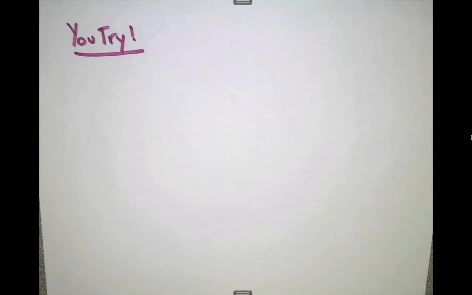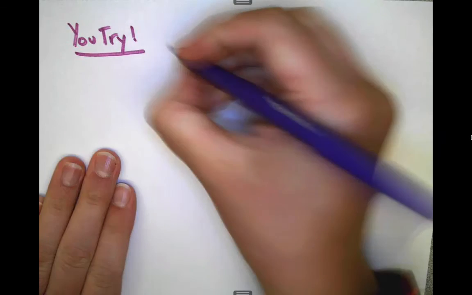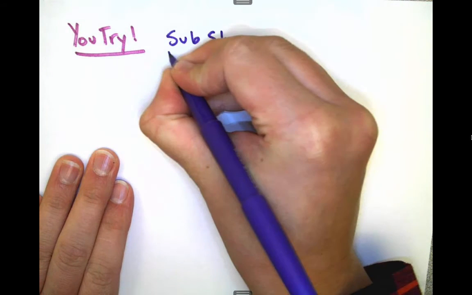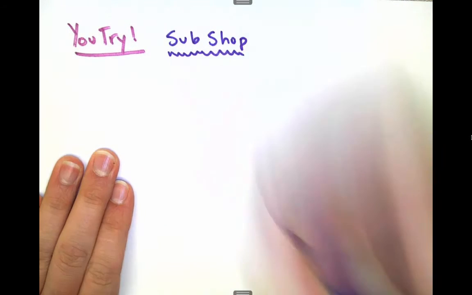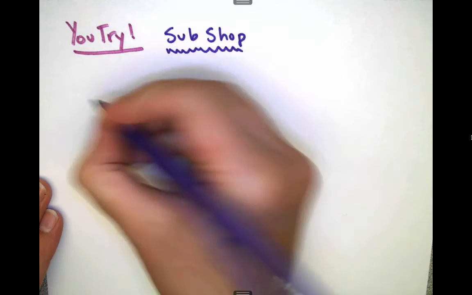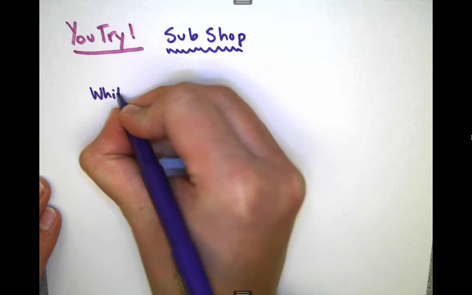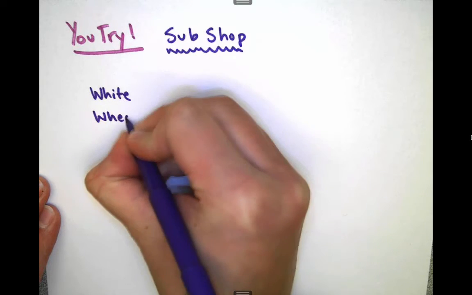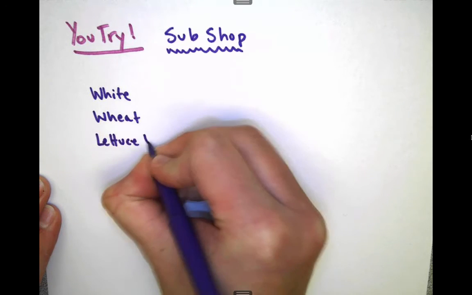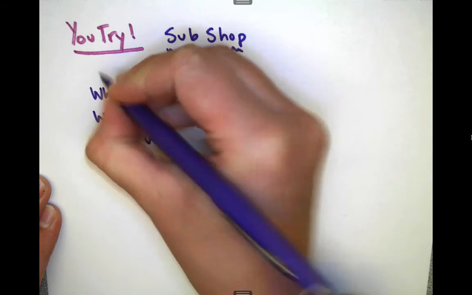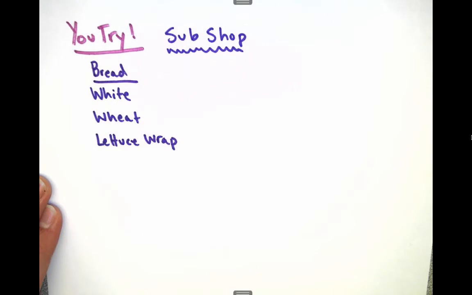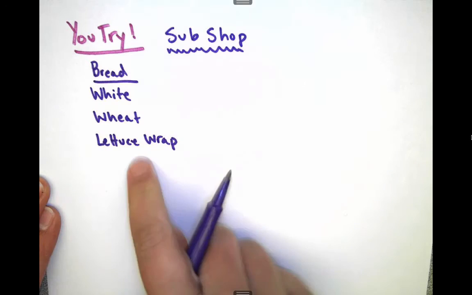You're going to be going to Subway to order a sandwich. So, sub shop. And we did this in a prior video also. This time, when you go to the sub shop, the menu has changed though. They have some new options. You can do white bread, wheat, or if you're going super healthy, you can get a lettuce wrap. One of those sandwiches where they wrap it all up in lettuce. So these are your bread options. You can do white, wheat, or if you're staying away from bread, you can do a lettuce wrap.